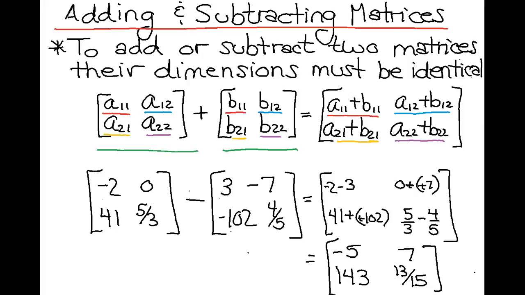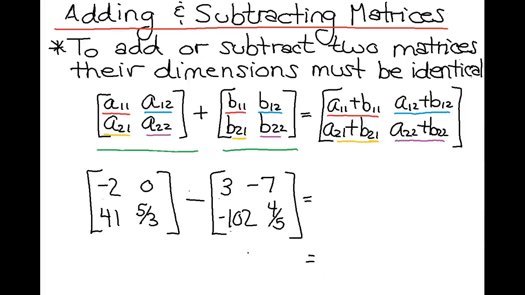All right. So the other way that you could do this is to change your subtraction into addition like you were taught back in grade school. It's really up to you whether you want to do that or not. But in order to change this into an addition statement, we need to distribute this negative 1 across every element within this matrix. So I would go ahead and change the 3 to a negative 3, the negative 7 to a positive 7, the negative 102 to a positive 102, and change the positive 4/5 to a negative 4/5.